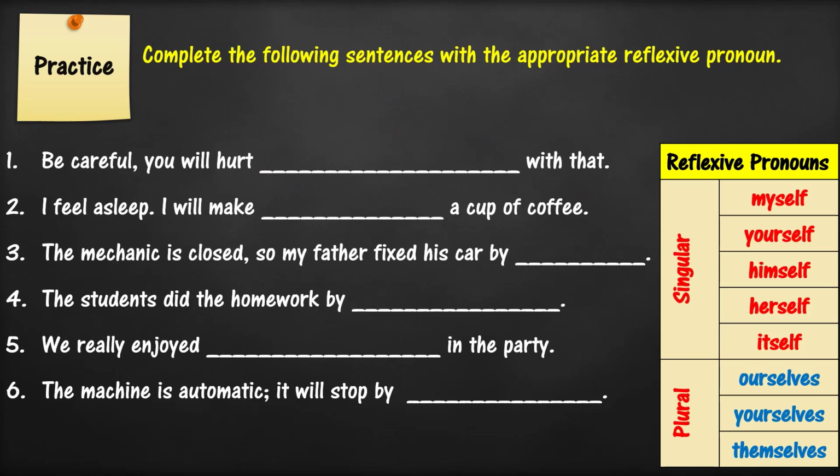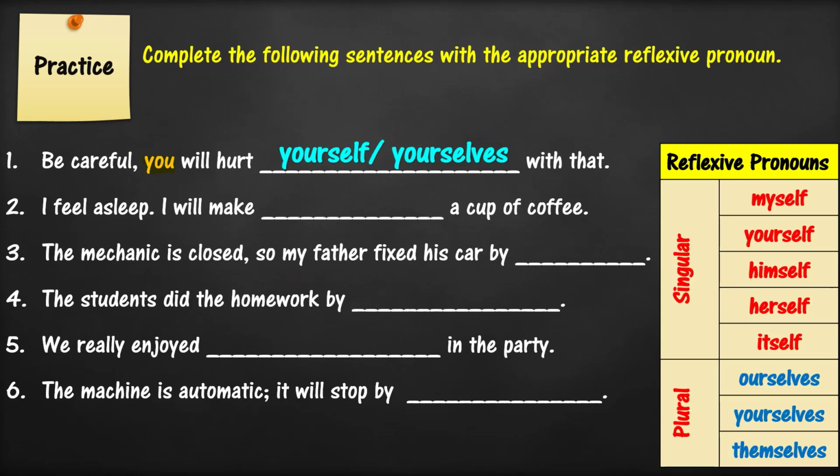Let's correct the task now. Sentence number 1 says, be careful, you will hurt yourself with that. As you can see, the reflexive pronoun here should reflect the subject in the sentence, which is you. And the reflexive pronoun that should reflect you here is yourself or yourselves, because you here can be either singular or plural. So both answers are correct.